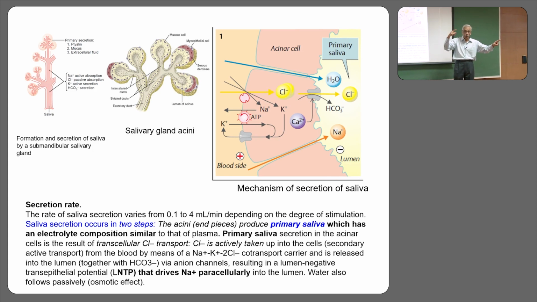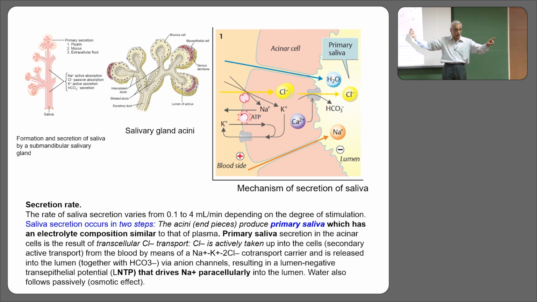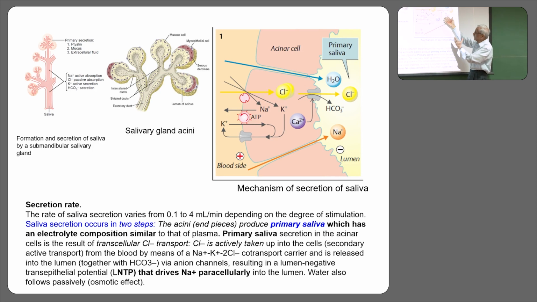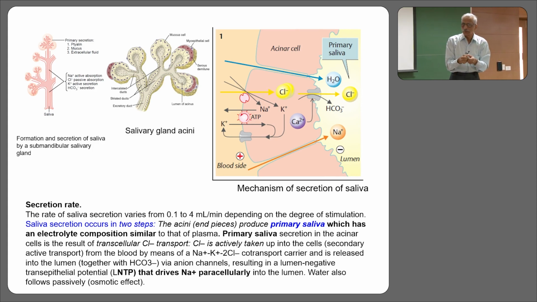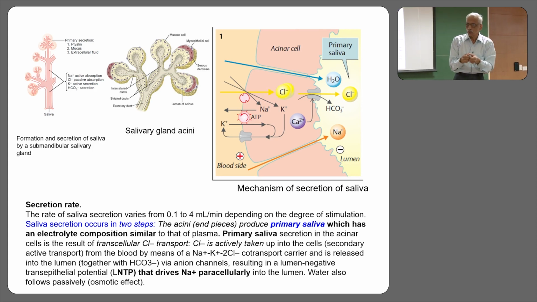It opens only when you are either ingesting food or thinking of food, and the salivary glands are excited and start secreting. Then this chloride channel will open like a window, and it will allow maybe 50,000 ions of chloride to pass through every second. Huge amount. So this is a channel.